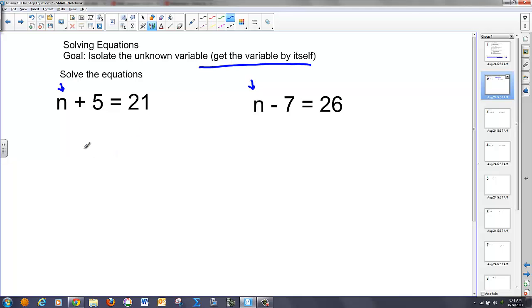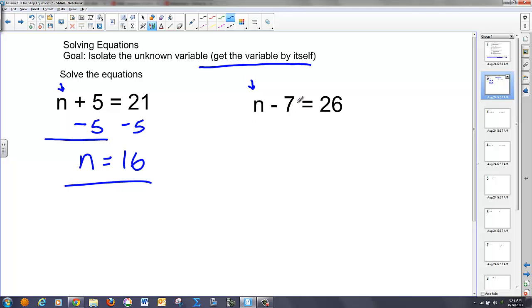Now, what we want to do is isolate this variable, and right now it has an addition of 5 with it. So to undo an addition of 5, or to get rid of that, I have to do the opposite operation of this addition of 5, which we know is subtract. So what I'm going to do is subtract 5 from both sides of the equation. 5 minus 5 goes away, leaving me with n, and 21 minus 5 we know is 16. So I've solved my one-step equation.